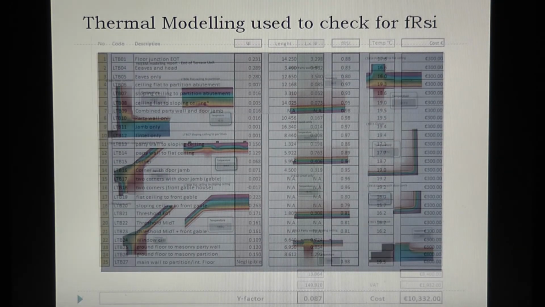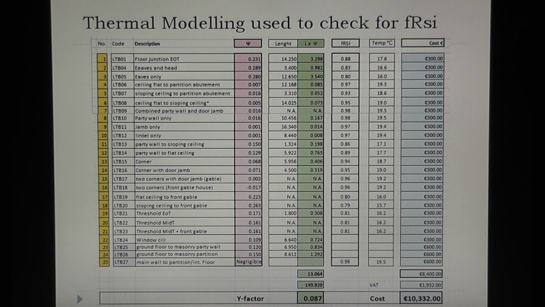What is interesting is the cost of doing that. So I've applied a value of €300 to each of those junctions as the buy-in cost for an architect designing this building. Now bear in mind, this is a small 2-story, 2-bedroom house, end of terrace. And there are 25 linear thermal bridge calculations required to be done to check for FRSI compliance.